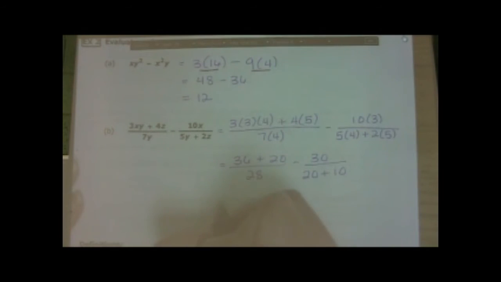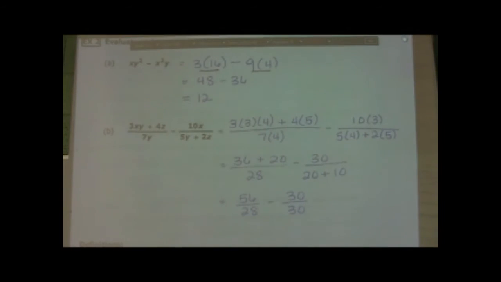Here, multiply before you add. So 3 times 3 is 9, times 4 is 36, plus 4 times 5 is 20, divided by 7 times 4, which is 28. Over here, 10 times 3 is 30. On the bottom, 5 times 4 is 20, plus 2 times 5 is 10. I've still got to simplify those numerators and denominators. 36 and 20 gives me 56 over 28. Here I've got 30 over 20 plus 10, which is 30.